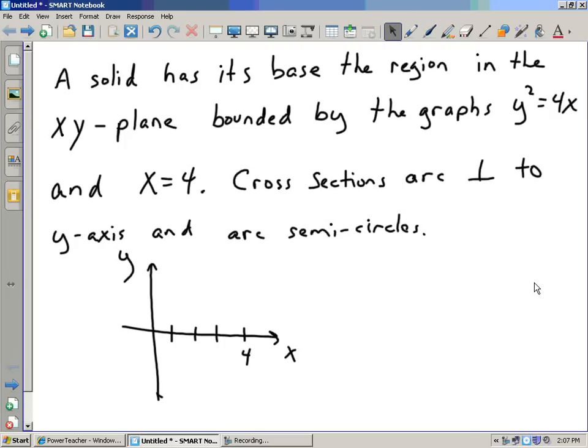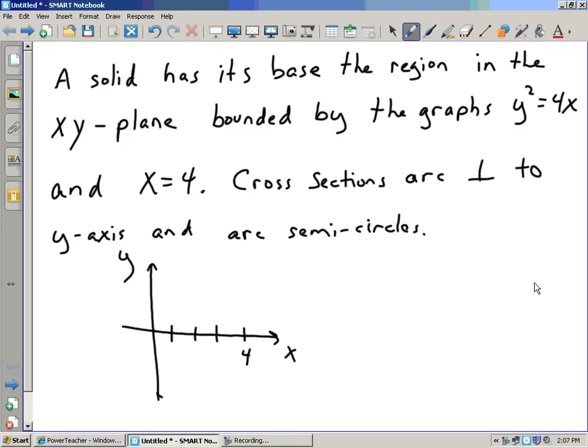All right, in our first cross-section volume problem, we have a solid with its base region in the xy plane bounded by the graphs y squared equals 4x and x equals 4. Cross-sections are going to be perpendicular to the y-axis and are semicircles. All right, so here we go.